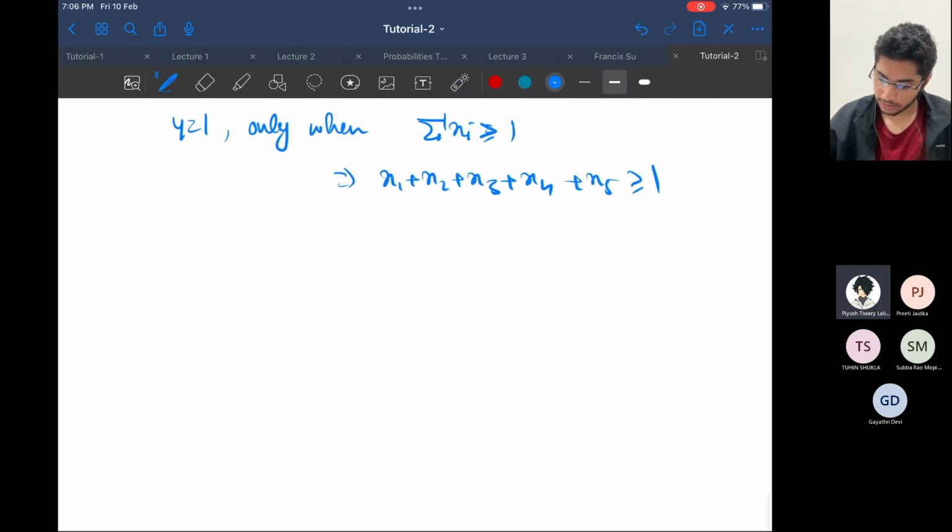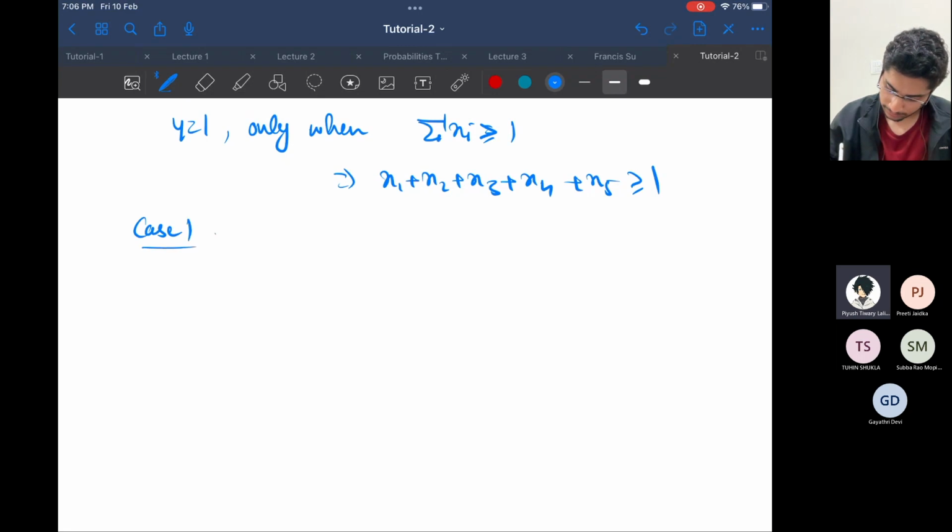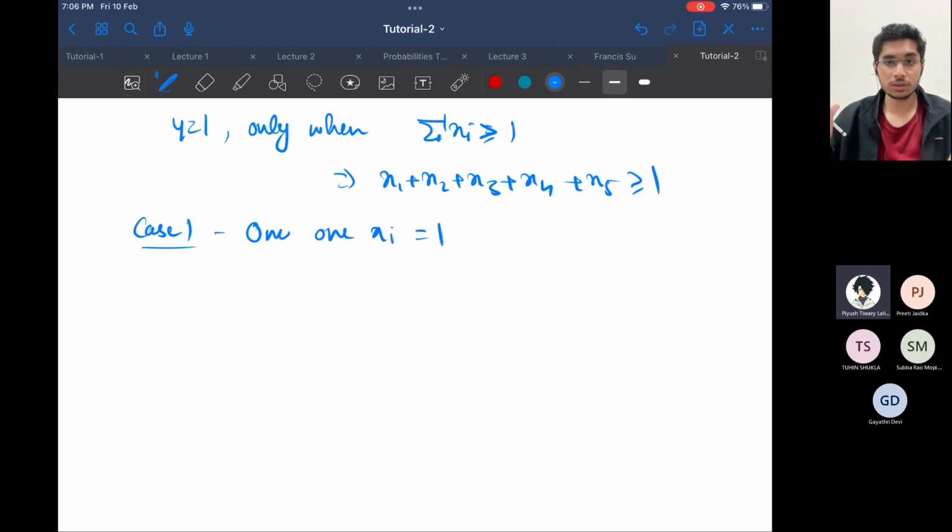Let us make cases. Case 1: only one xi is equal to 1. This case tells you how many ways there are in which only one xi is 1. This is simple: you have five xi's, and you need to choose one of them. So 5 choose 1 is the answer.